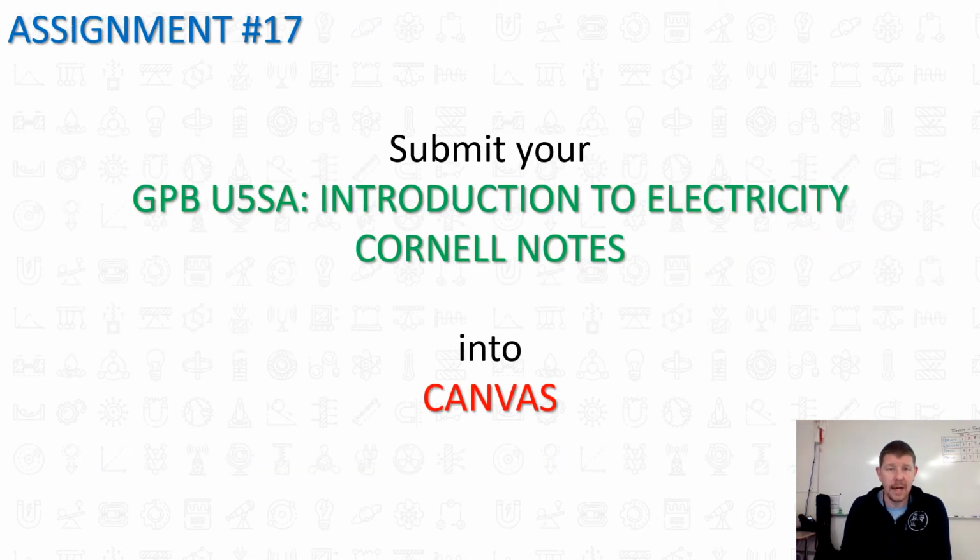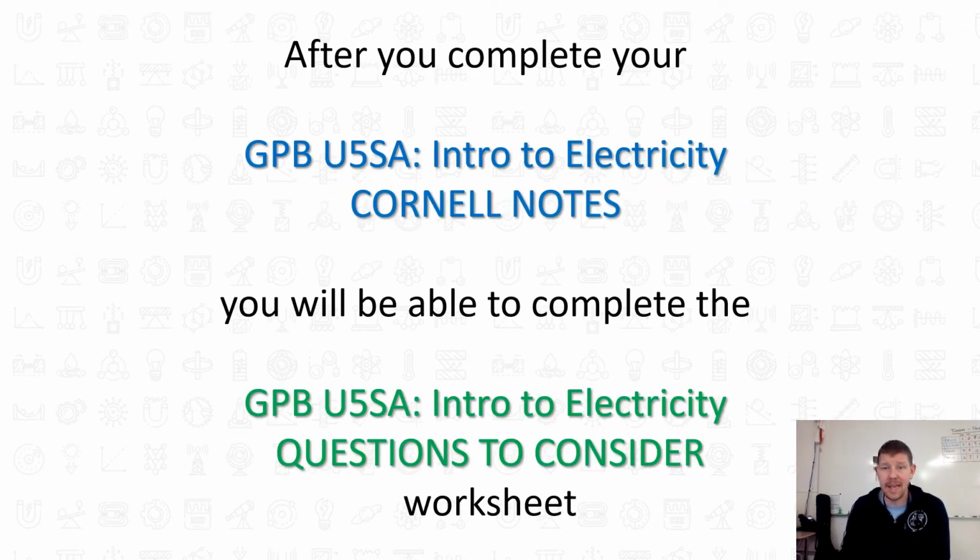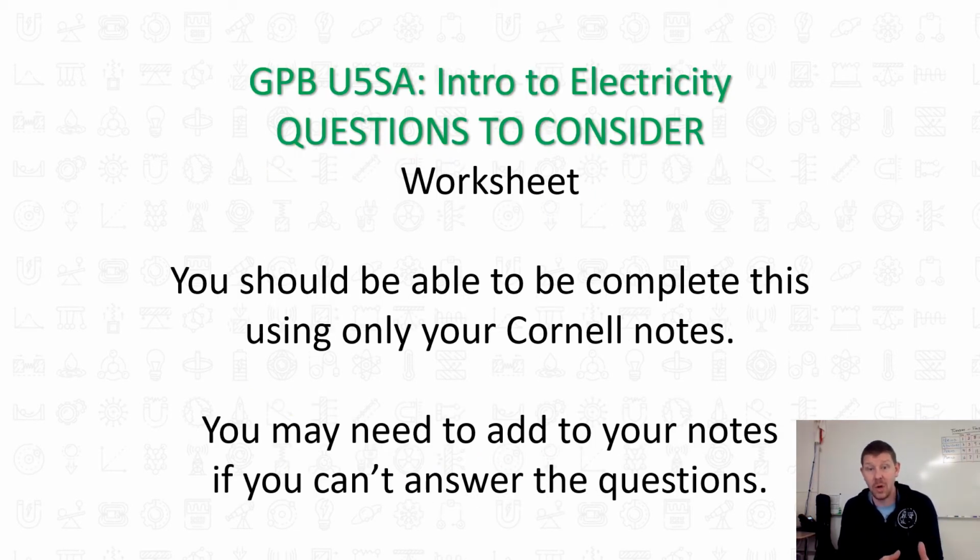All right. Once you submit into Canvas your Cornell Notes, you should be ready for the second assignment of today, and that's going to be the questions to consider. The questions to consider are literally just example questions that you should be able to answer just from your Cornell Notes. And if you can't, you probably want to add some things to your notes. Okay, so you should be able to answer these just with your notes again. And if you can't, then go back to the video, watch the video until you have enough information, and then you can get all your credit here.